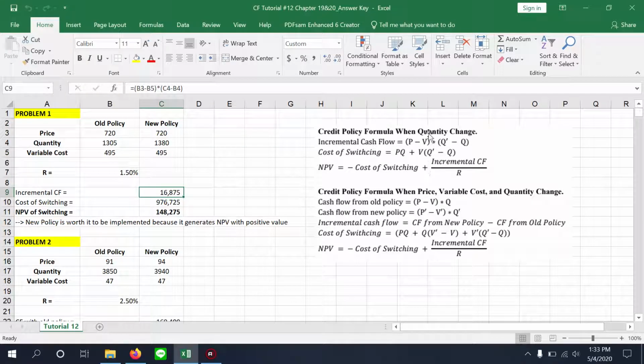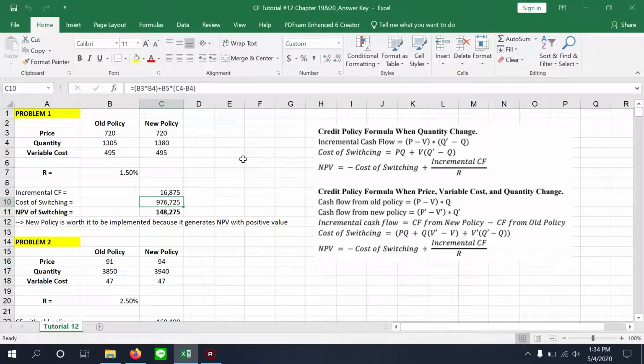You can follow the formula here. Basically, if a key has a quotation mark, it means that it is the new quantity. Everything that has a quotation mark is a new quantity. So you use this formula to find the incremental cash flow.